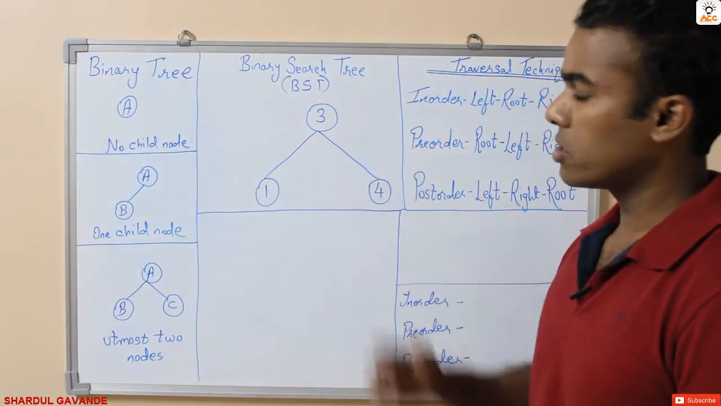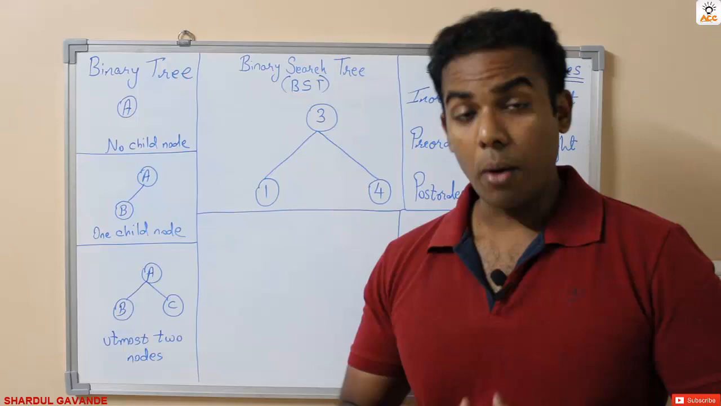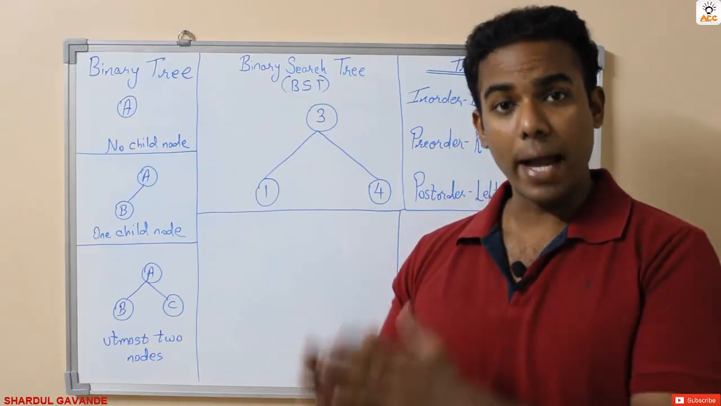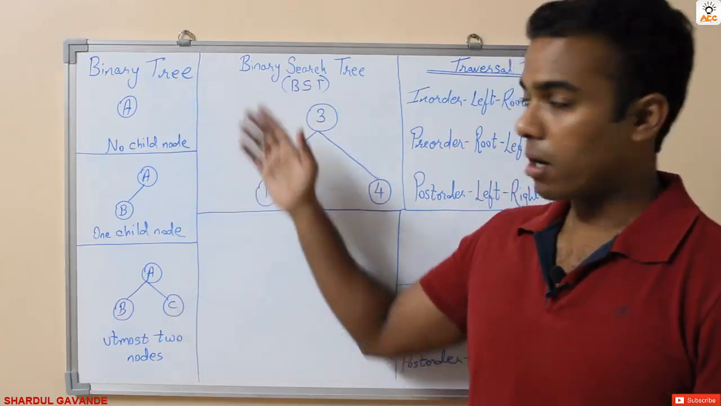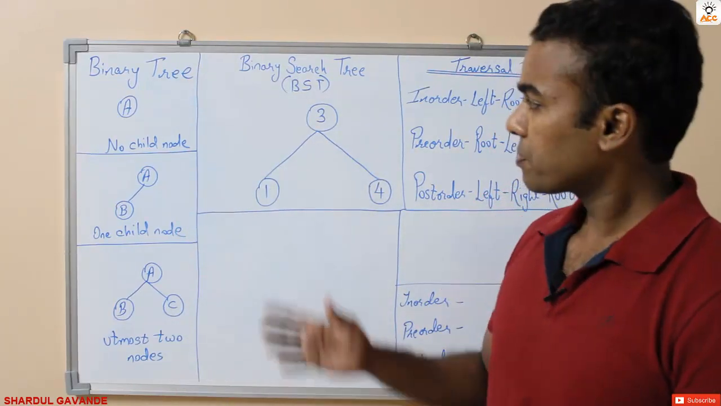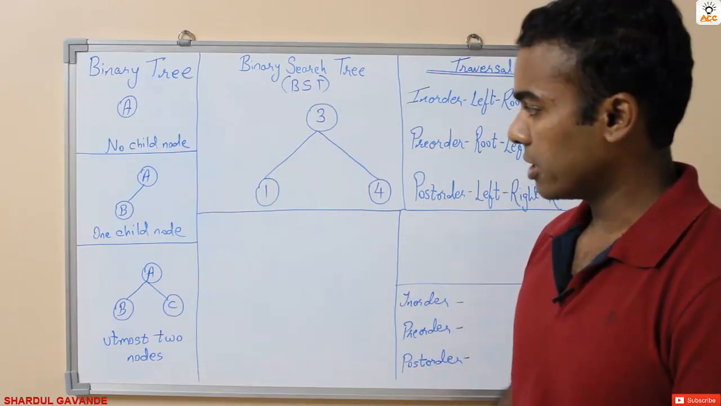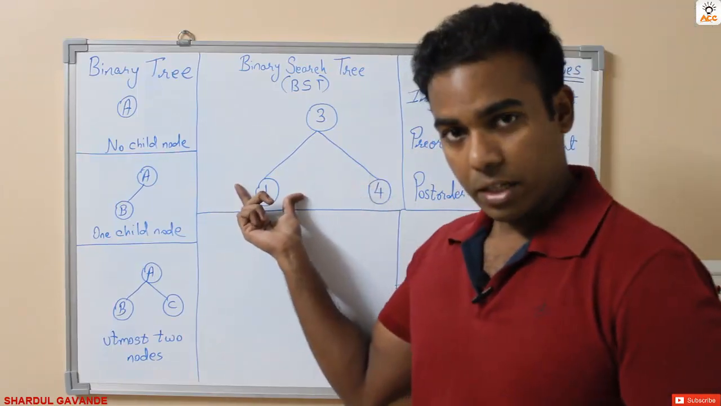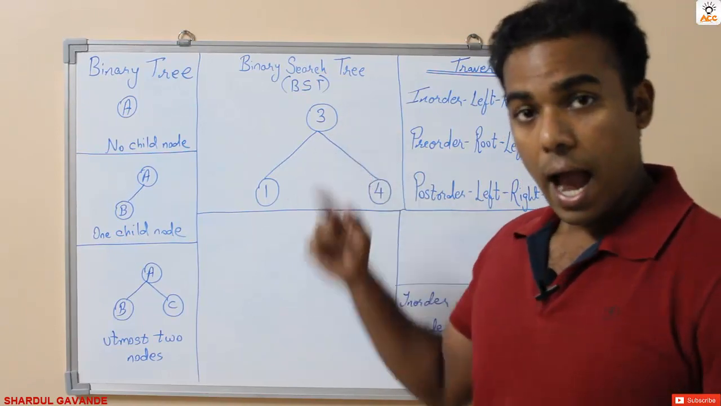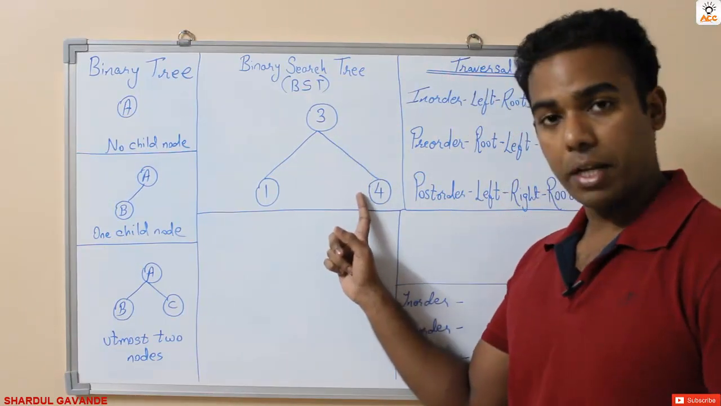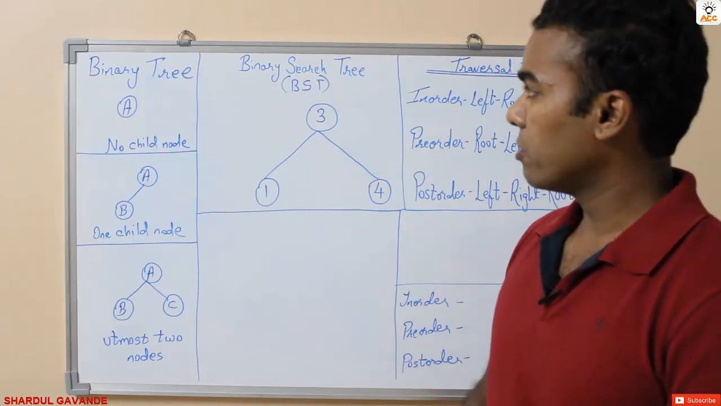Talking about binary search tree. What is a binary search tree? It is also called BST. A BST, or binary search tree, has to be a binary tree first, which means it must satisfy all the three conditions a binary tree has. Next, apart from this, the second most important thing is that the value of the left subtree should always be less than or equal to the root node, and the value of the right subtree should always be greater than or equal to the root node. That is the condition for a binary search tree.